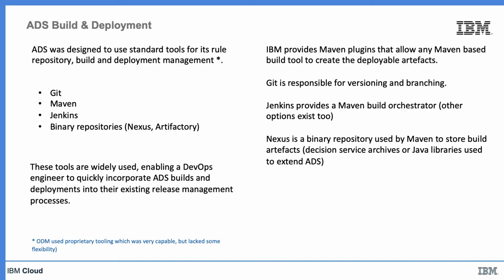ADS is designed with an open build and deployment process. It uses Git as its rule repository, Maven for builds, and these builds can be orchestrated with tools like Jenkins. When ADS needs an artifact repository, we can use something like Nexus. These tools are well used in DevOps circles, and this allows a DevOps engineer to incorporate ADS build activities into their existing release management processes.